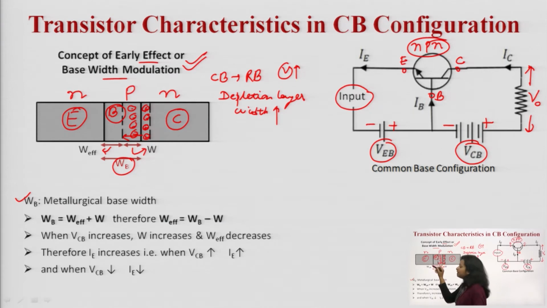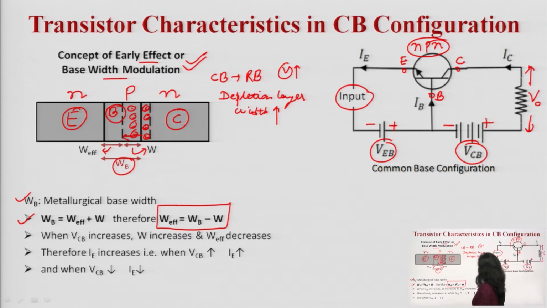So effective means whatever recombination is going to happen will be held in this particular region only. What you have written, WB, is the sum of W effective plus W. So from here you can write W effective is equal to WB minus W. WB is the metallurgical base width and W is the extended width in the base region, which is being occupied by the immobile ions.